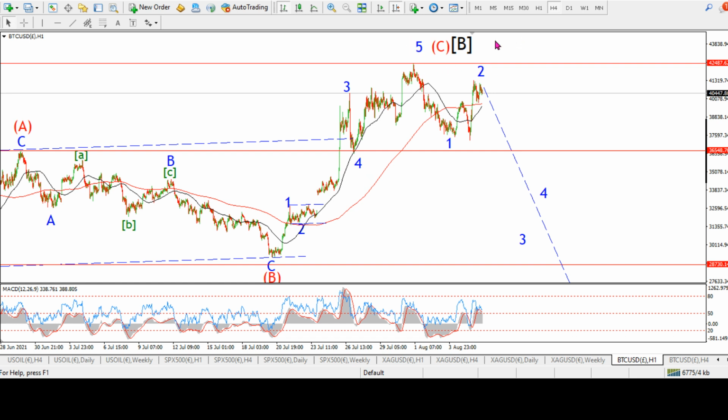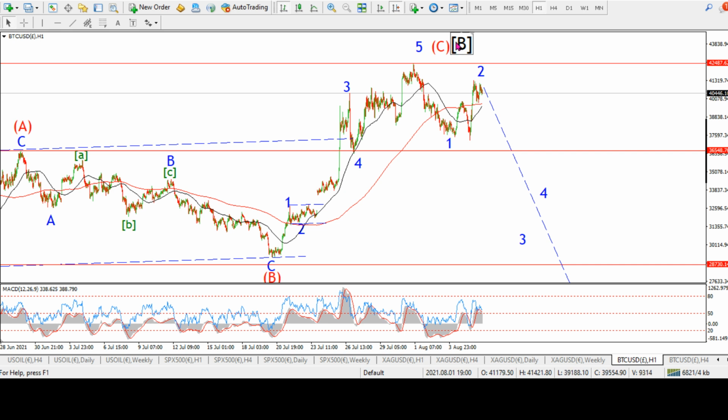So if this is the wave B top, that came in at 42,480. If that level holds, it looks like we could head down into a third of wave 1 next week. So it's kind of hinging on that recent top. If that holds, then we should turn down into a larger wave 1 of C.